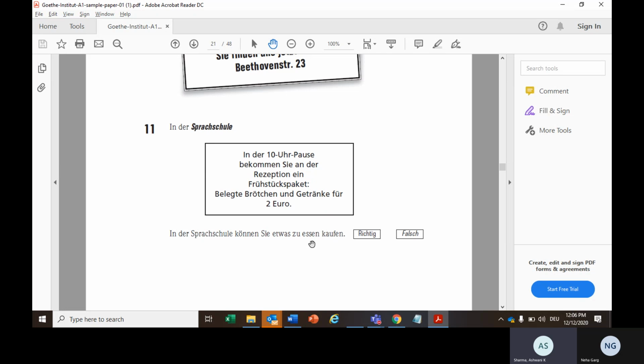And the second thing which was coming to my mind: in this statement, it was mentioned at the reception. But now it's talking about the language school, na? The reception of the language school. It is inside. Yeah. Right.